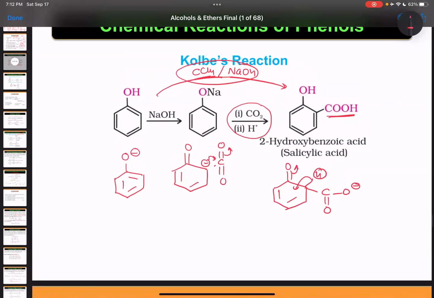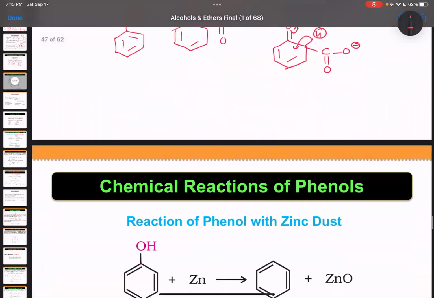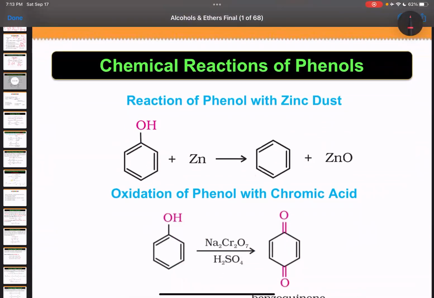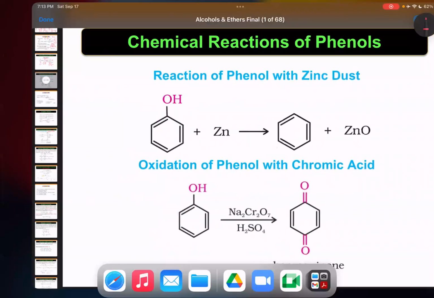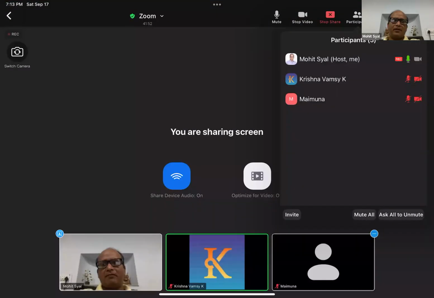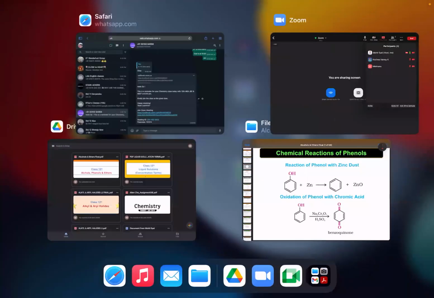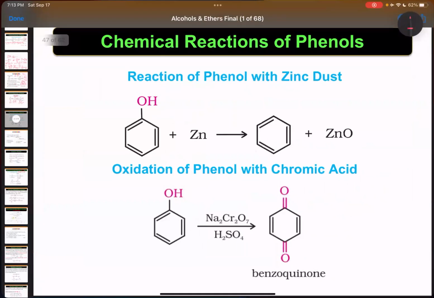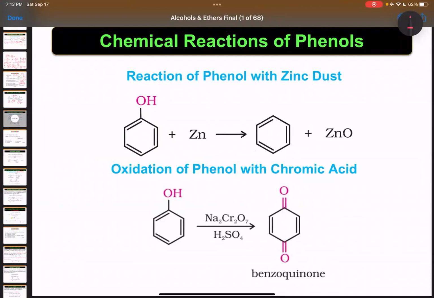Any doubts in this? Anything needs to be explained, you can tell me. Now, the reduction of phenol: how can you reduce the phenol? By using zinc dust. That is the only method. We have seen so many methods for the preparation of phenol, and if you use zinc dust, you can get back your benzene. This is very important, you need to remember it.